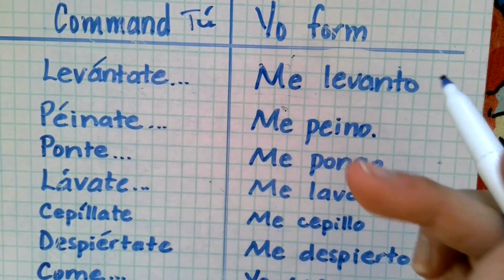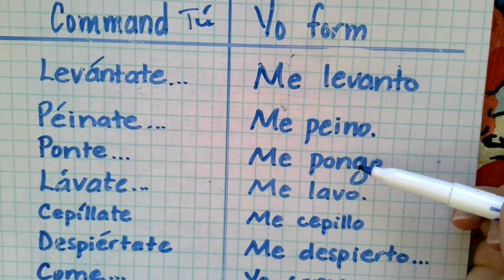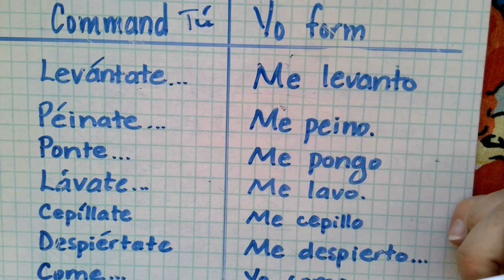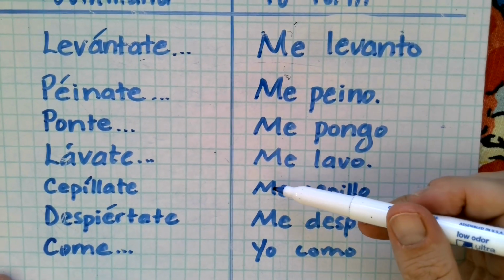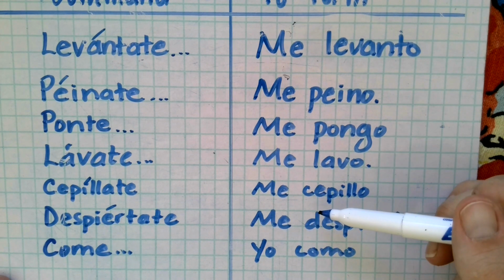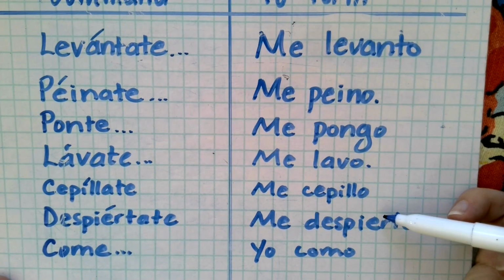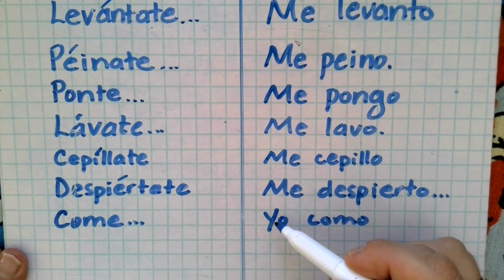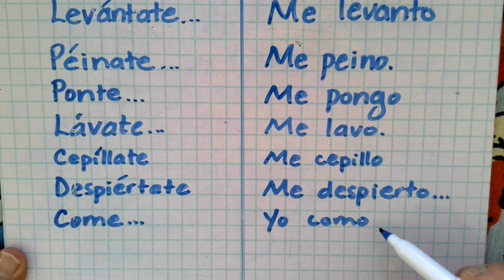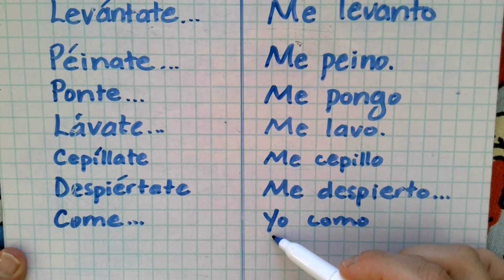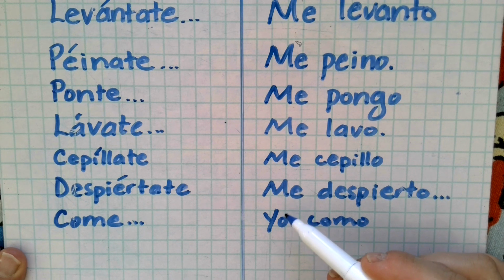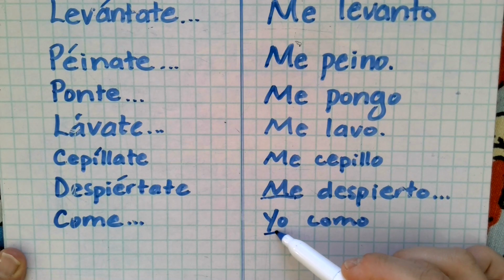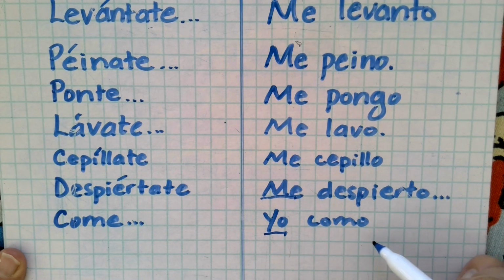Me peino. I brush myself, right? Now, you're going to notice that about each of these. Me pongo. I'm putting it on myself. Me lavo. I'm washing myself. Me cepillo. I'm washing my own teeth, probably. Me despierto. I wake myself up. But here would be a normal, regular verb that's not reflexive. If you wanted to say I eat, you would say yo como. So you're noticing me if it's a reflexive verb, yo if it's I am doing the action.